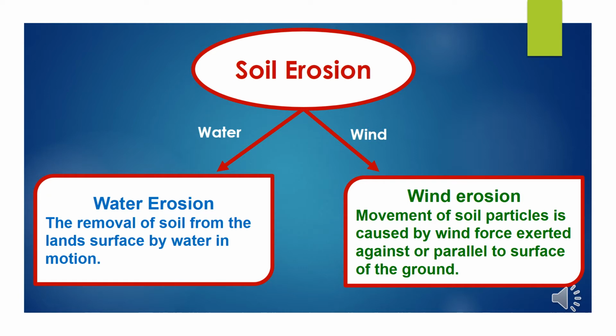Generally, soil erosion is of two types. The first one is water erosion and the second is wind erosion. In case of water erosion, the main factor is water: the removal of soil from the land surface by water in motion. And second, wind erosion: movement of soil particles caused by wind force exerted against or parallel to the surface of the ground. So these two main erosions are responsible for soil erosion.